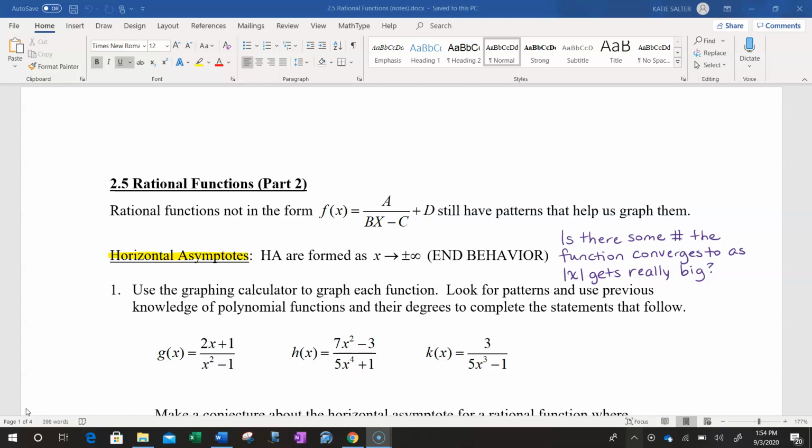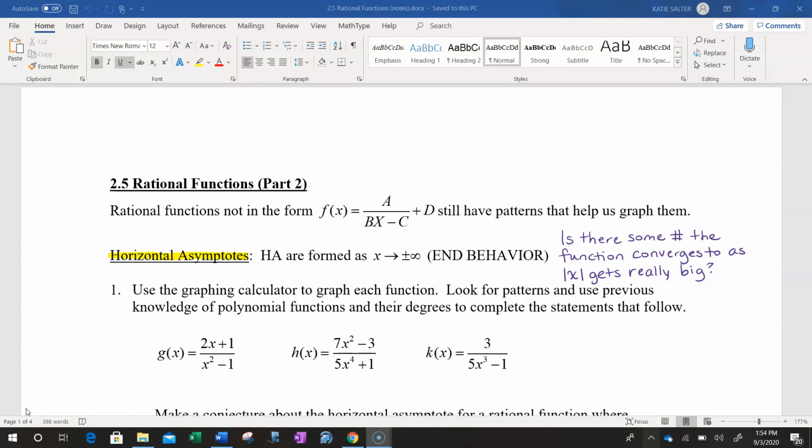What do we do when it's written in, look at these examples right down here, g of x, h of x, k of x. These are still rational functions. So we're going to do a little bit of discovery to help us be able to graph these. So first of all, horizontal asymptotes. Remember that horizontal asymptotes are formed as x approaches positive infinity and negative infinity. They're all about the end behavior.